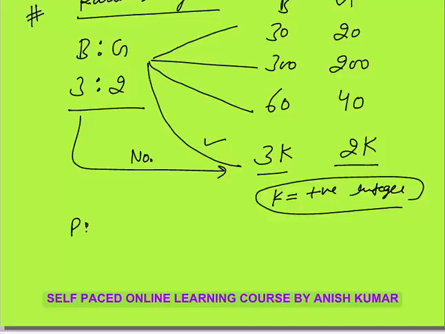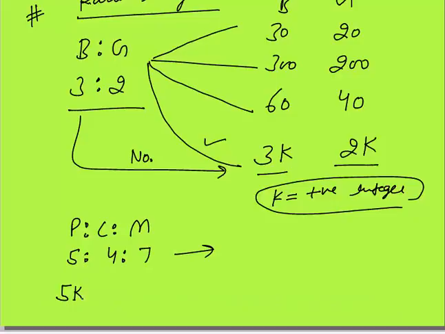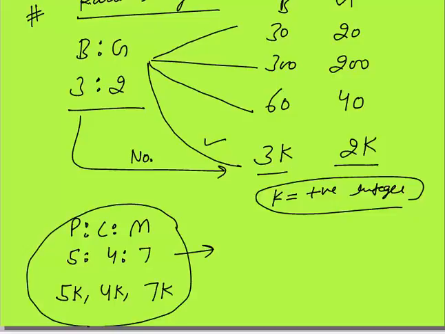Students, physics, chemistry and maths marks are in the ratio 5:4:7. So how many marks will be there? We will simply take that marks are 5k, 4k and 7k, just multiplying by a constant, where k is a positive integer. Now that was how to convert ratio into numbers.